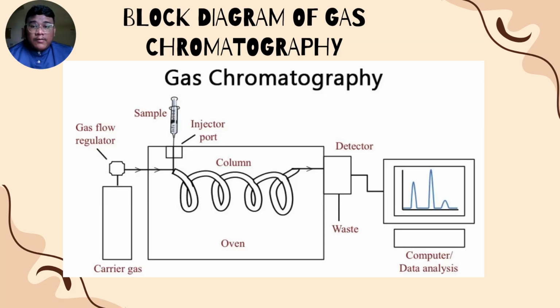So here we have a block diagram of gas chromatography. First we have a carrier gas, which moves to the gas flow regulator, and then the sample is inserted through the injector port, and then we have a column in the oven, detector, and then waste and computer and data analysis.